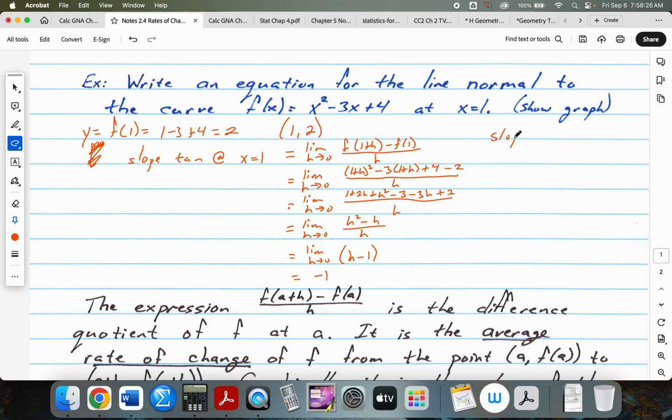So the slope of the normal, since it's perpendicular, what slope should it have? Pardon? 1. 1, yeah. It's the opposite sign and it's the reciprocal, but 1 is its own reciprocal. So we've got the slope, we've got a point. So that's going to be y is equal to 2 plus 1 times x minus 1. So 2 plus x minus 1. So y equals x plus 1.